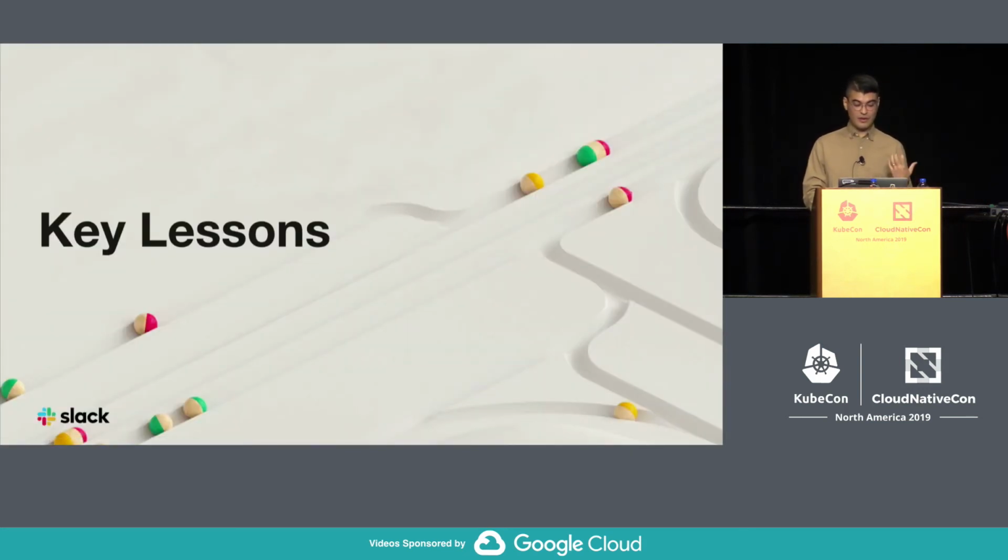Last, I want to start closing with some of the key lessons that we got along the way in this journey of scaling our Vitess cluster at Slack.